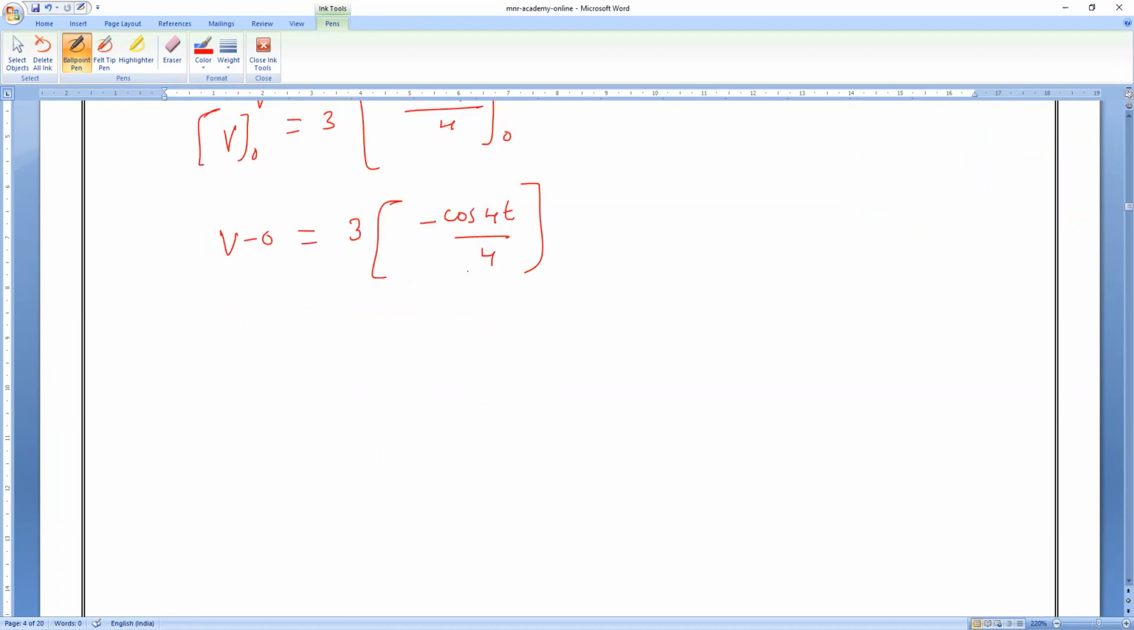Yes, sir. Next, I will write it. V is equal to 4, I will bring the minus, into 3 minus 3 cos 4t divided by 4. This is the velocity. Is it right, everyone? Yes or no? Yes, sir.